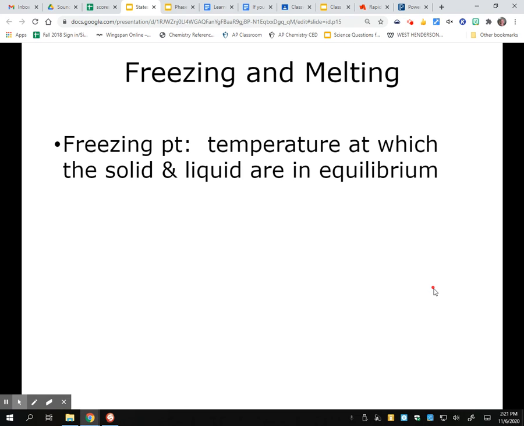Freezing and melting. The freezing point is the temperature at which the solid and liquid are at equilibrium. So when we hit 32 degrees Fahrenheit and we start thinking about, oh, maybe things will freeze, yeah, they will at 32 degrees Fahrenheit. They also melt at 32 degrees Fahrenheit. So you've got your freezing and melting happening at the same rate. It just matters on what happens next.